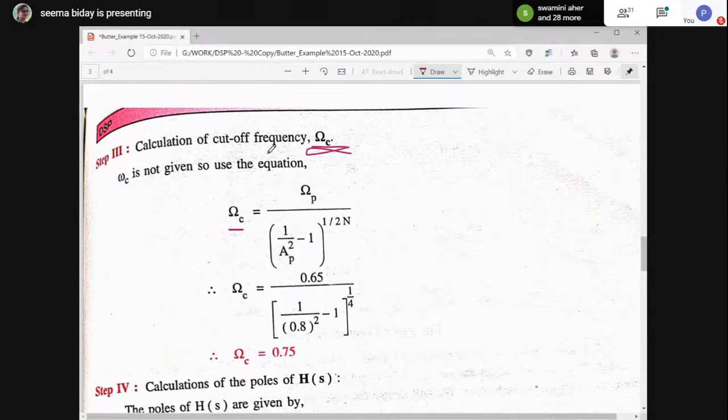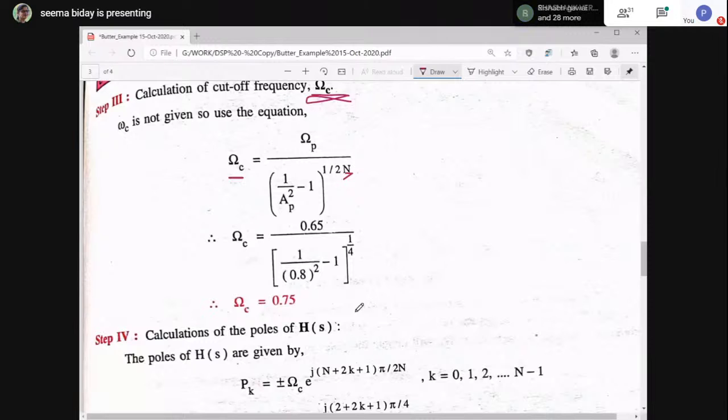Now calculate cutoff frequency omega C with the help of this formula. Omega P is the passband edge frequency. AP is the attenuation in passband, which is 0.8. So this is 0.65 in radian. 0.8 square minus 1 raised to 1 by 2n. Why is it 1 by 4? Because n is equal to 2, so 2 into 2 is 4. That's why it is 1 by 4. I hope everyone is getting. See here, 0.75 is the cutoff frequency. Got it?